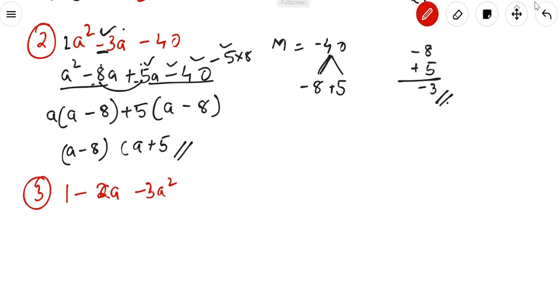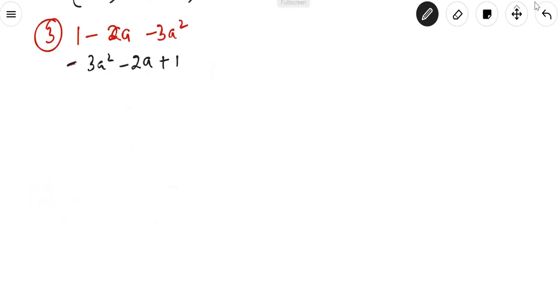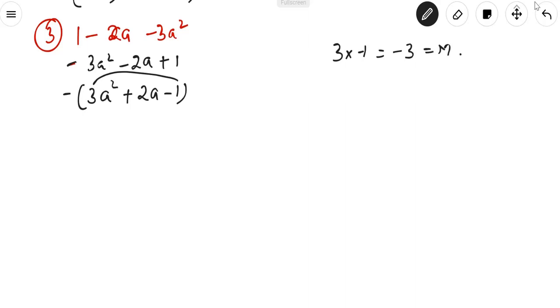Okay, if you want, you can start doing it like this, or you can rearrange this equation. So minus 3a square minus 2a plus 1. Before this we are going to do one more step. I'll take minus outside. If I take minus outside, this becomes 3a square plus 2a minus 1. So this and this you have to multiply. So 3 into minus 1, you are going to get minus 3. So when you multiply, you have to get minus. Okay, so when you add or subtract, you have to get 2.